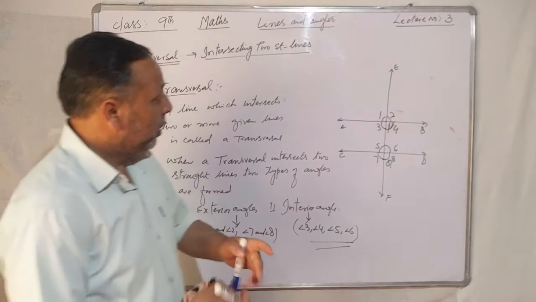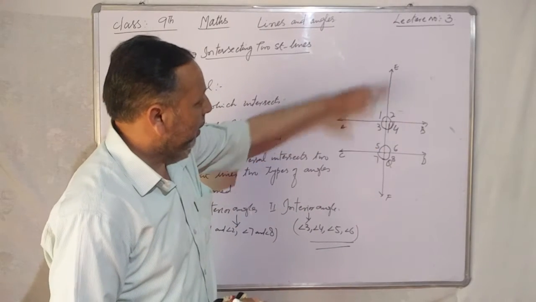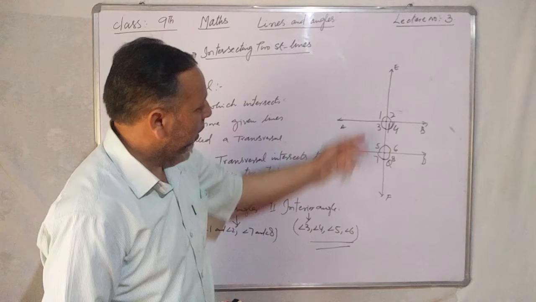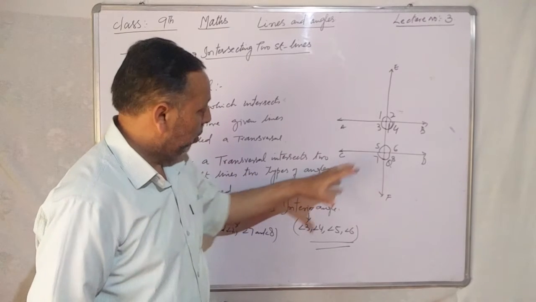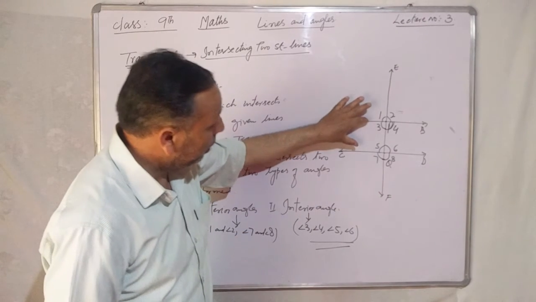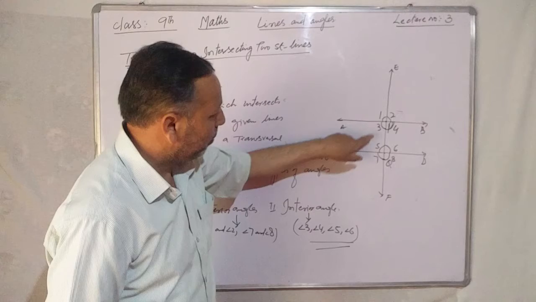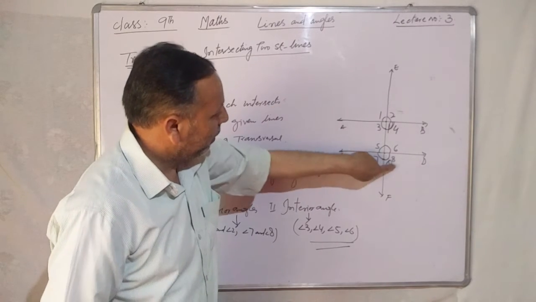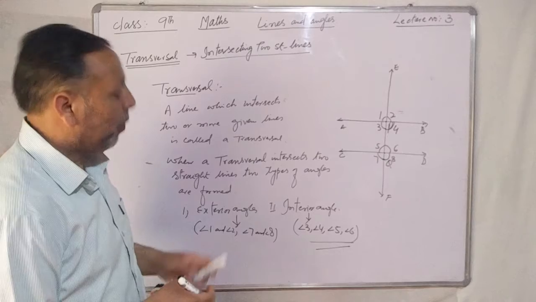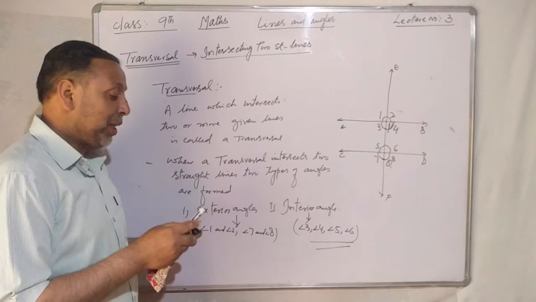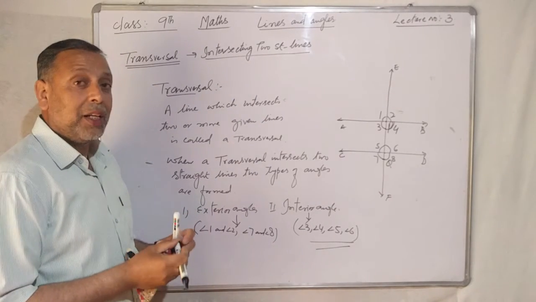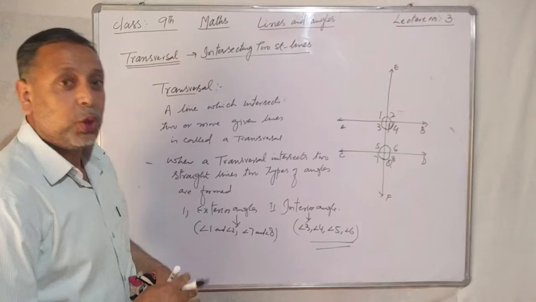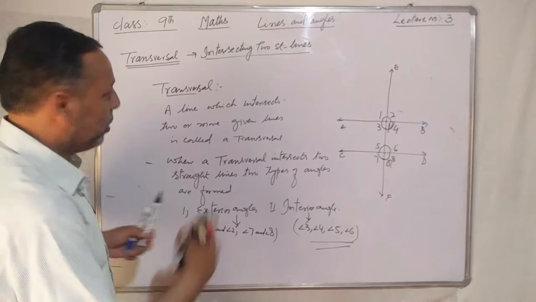Exterior angles are those which are formed outside the two lines, that is, above line AB and below line CD. And interior angles are those which are formed between these two lines, in the middle. 3, 4 and 5, 6 are interior angles. 1, 2, 7, 8 are exterior angles. Now, these interior and exterior angles are classified into groups. Let us discuss those groups now.